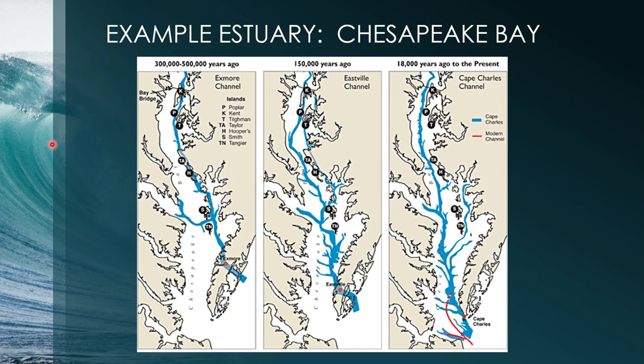So three states directly have part of the Chesapeake Bay in them, but the watershed that feeds into the Chesapeake Bay goes all the way up into Pennsylvania. It's actually gigantic. It's a huge watershed. This drains a lot of the East Coast. Now, this was a drowned river valley, okay?